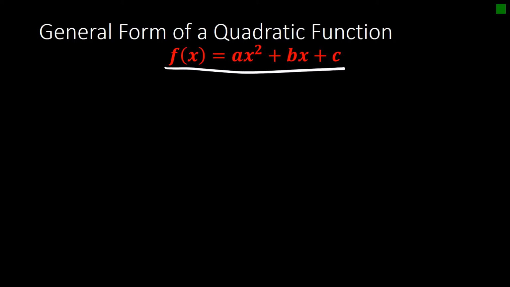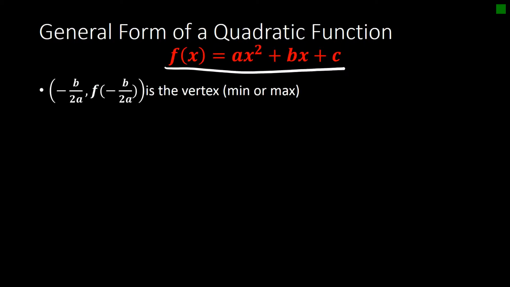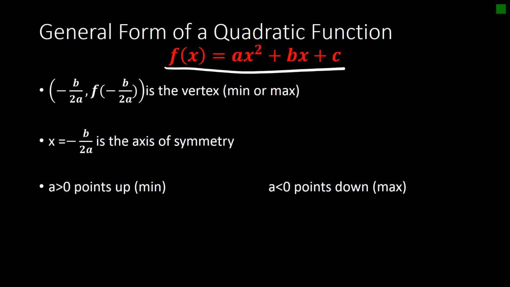In our last lecture, we talked about the standard form for a quadratic function. And in both forms, you have a vertex, which represents the minimum or maximum value. Here, we have a vertex formula. The x-coordinate is given by the value negative b over 2a. And then the y-coordinate is given by evaluating the function at negative b over 2a. X equals negative b over 2a is the axis of symmetry. It's a vertical line that goes straight through the vertex.